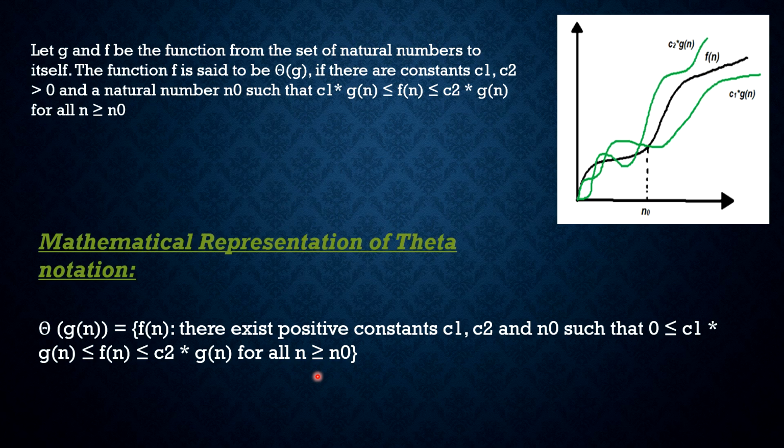The function f is said to be theta of g if there are constants c1 and c2 and a natural number n0 such that c1 g of n is less than or equal to f of n, which is less than or equal to c2 g of n, for all n greater than or equal to n0. We see this graph.